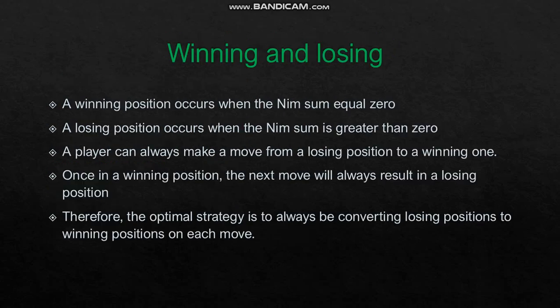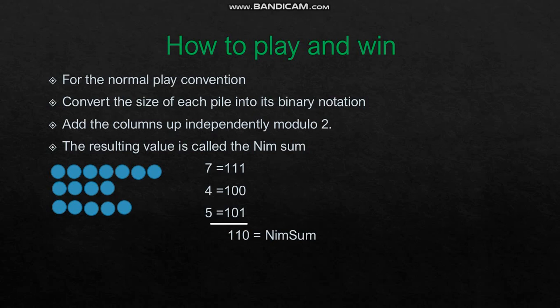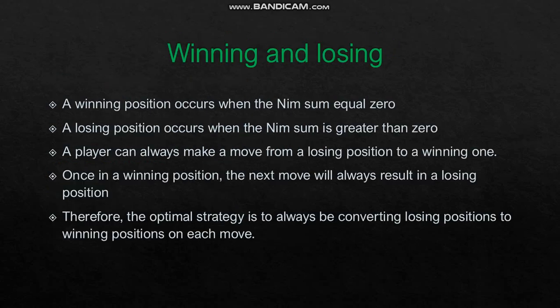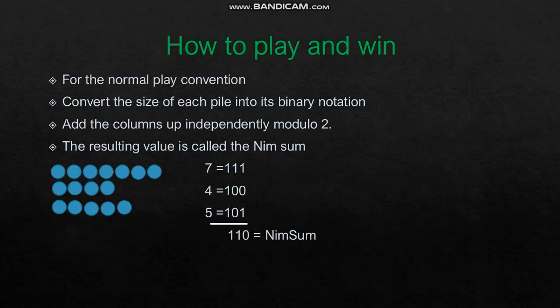So, winning and losing positions. A winning position occurs when the Nim sum is equal to 0, and a losing position occurs when the Nim sum is greater than 0. So we can look back at our previous slide and see that the Nim sum here is greater than 0, so we know that we are in a losing position.